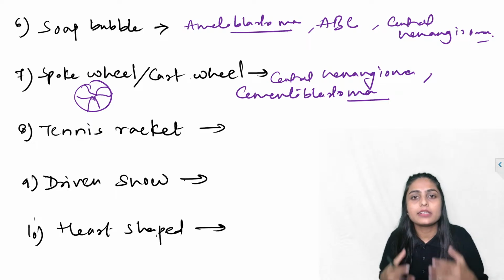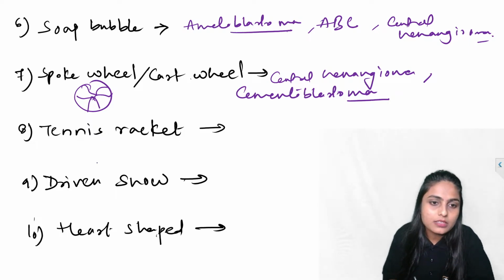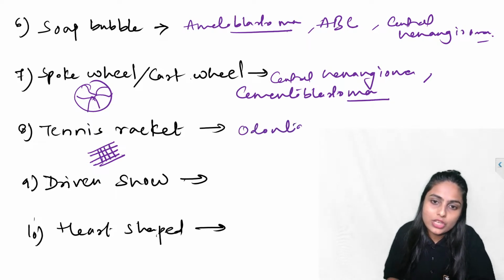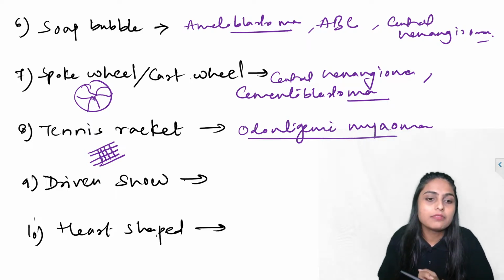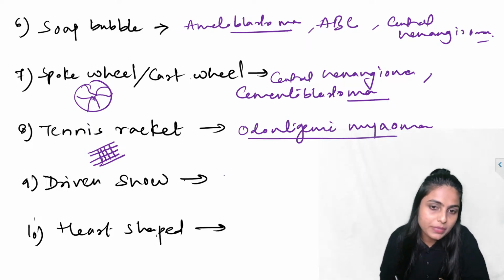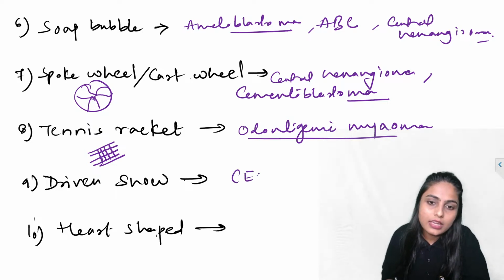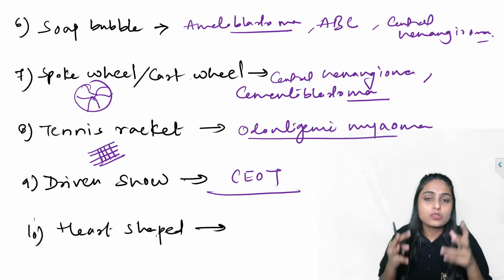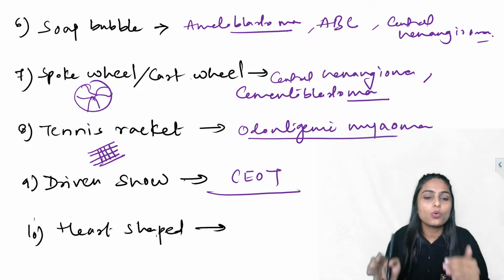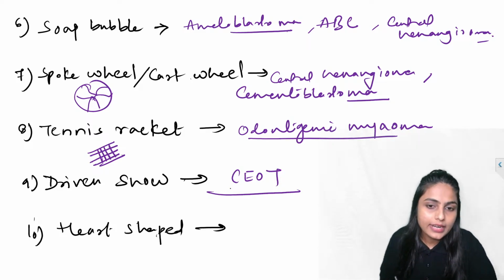Next we have tennis racket appearance. There will be perpendicular striae. Tennis racket pattern appearance is seen in odontogenic myxoma, right? Next, we have driven snow appearance. Driven snow appearance is seen in CEOT, calcifying epithelial odontogenic tumor, which is associated with an impacted tooth. CEOT, driven snow appearance, right?